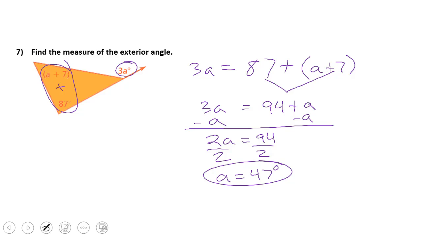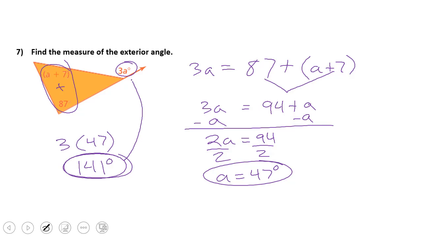Now, I circled it. Is that the final answer? Because a common mistake would say, hey, A is 47 degrees, I'm done. But that's not the case here. 47 degrees is not the measure of that exterior angle. So ladies and gentlemen, the exterior angle is 3A's. Well, 1A is 47. So 3 times 47 happens to be what? That's right, 141 degrees. 141 degrees is the value of that exterior angle.